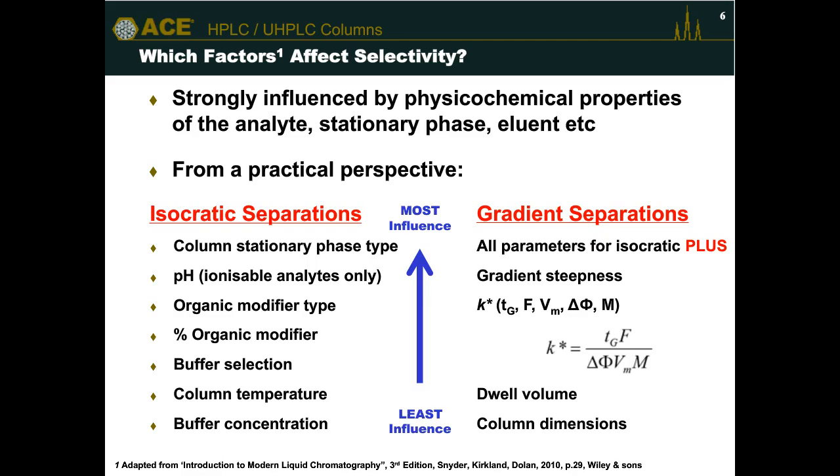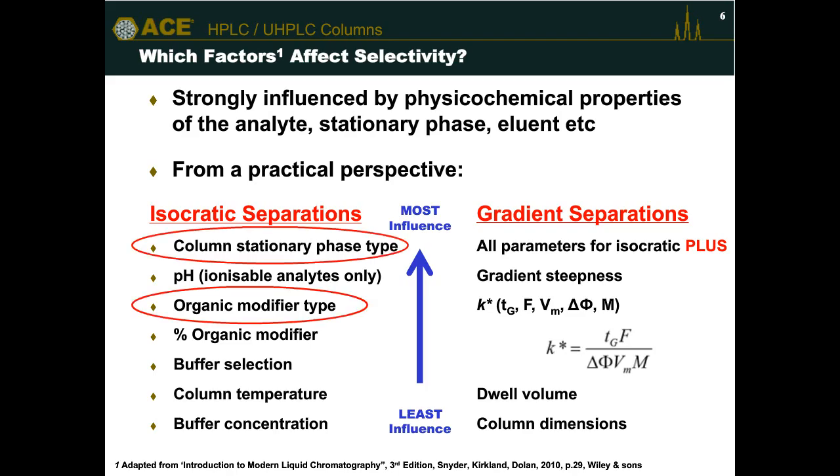Gradient steepness, we have k*, which is the apparent retention in gradient chromatography from the shorthand equation I've listed on the screen there, which is gradient time, the flow rate, the gradient range, column volume, and a constant depending upon the analyte molecular weight. We also have dwell volume and also column dimensions. All of these parameters can affect selectivity to a greater or lesser degree. And of course, when we're doing method development, it makes sense to focus on those parameters that give us more impact on selectivity. But this is going to help us develop our method more effectively.